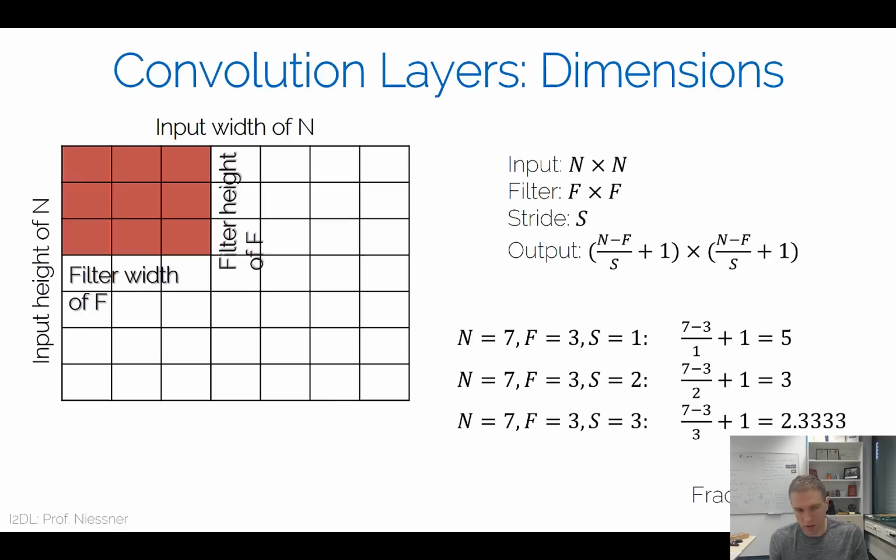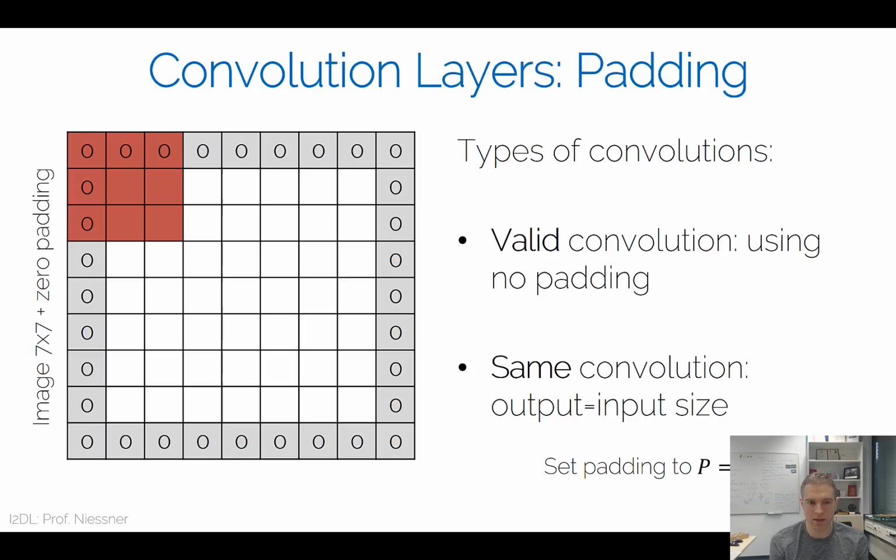We also discussed a little bit about padding. For instance, if we did not want to reduce the dimensionality, you have to set the padding to p equals (f minus 1)/2. And that just means, okay, we're just going to expand. And typically when we're talking about padding, we mostly mean zero padding on the boundaries.